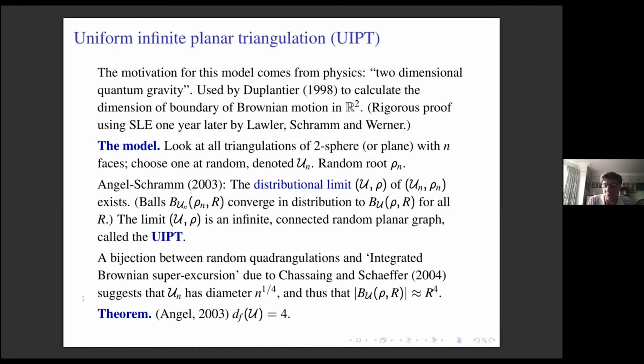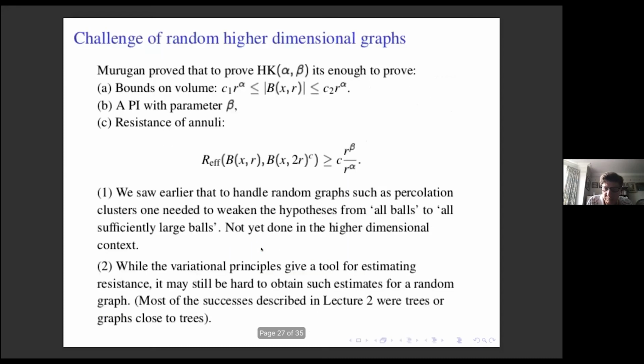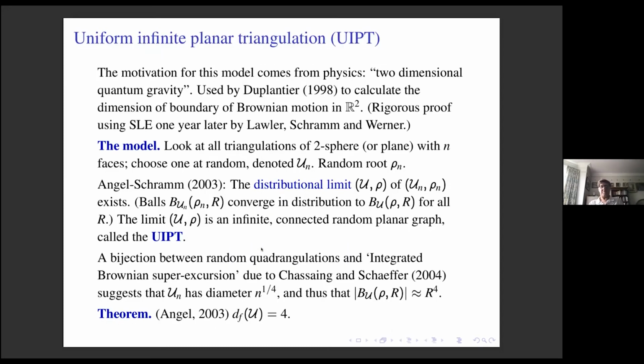So now, if we go back to the picture here, I'm going to talk about graphs which lie on the line here between recurrent and transient. And this is an area of very active research in the last couple of decades. And this is the uniform infinite planar triangulation. The motivation for this model comes from physics, what they call two-dimensional quantum gravity. Physicists are much better than mathematicians at finding exciting, important-sounding names for their models.